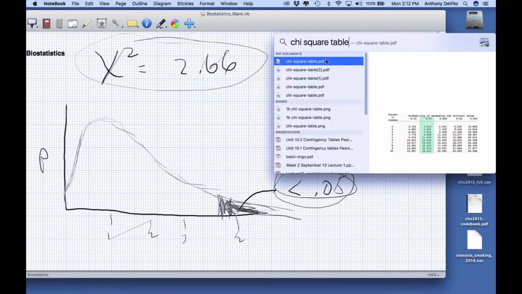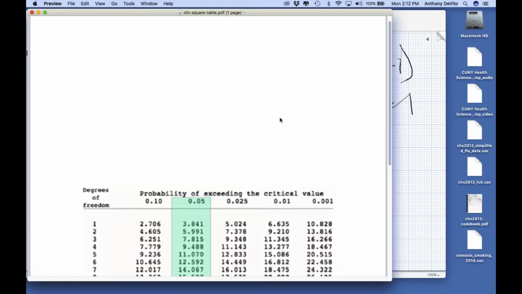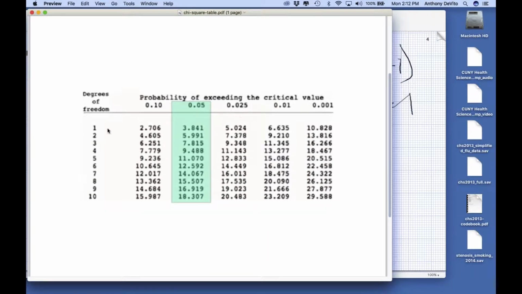Okay, I should have it pretty available here. And here's a chi-square table. So how many degrees of freedom do we have? 1 degree of freedom. So what is the probability of exceeding the critical value when there's no association? We want it to be less than 5%. So our chi-square has to be 3.841 or larger. That's our critical value for chi-square. Okay, if I want to be 99% sure, an alpha of 1%, our chi-square has to be 6.635.